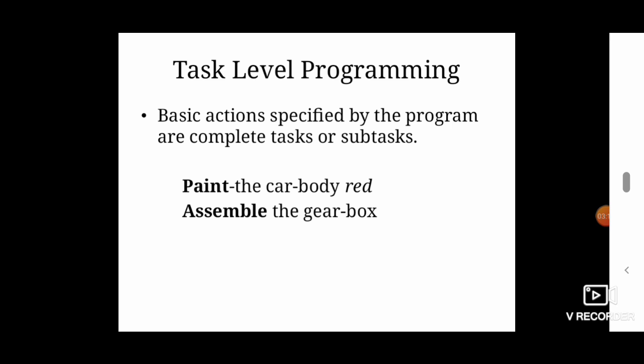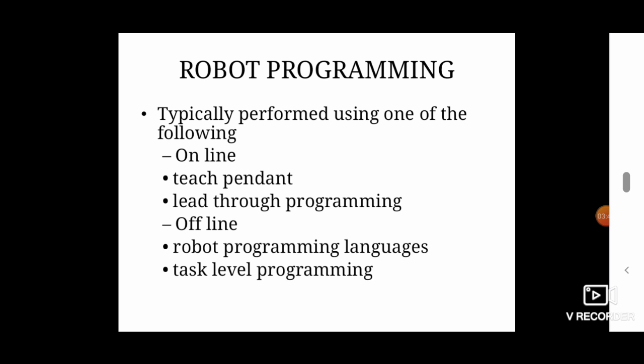Second one is task level programming. Basic action is specified by the program to complete the task or subtask. Means, first one is paint a car body red, and second one is assemble the gearbox. Means in that programming, task is the main part. In the last programming, object is the main part. That's why it's called object level programming. In this programming, task is the main part. That's why it's called task level programming.